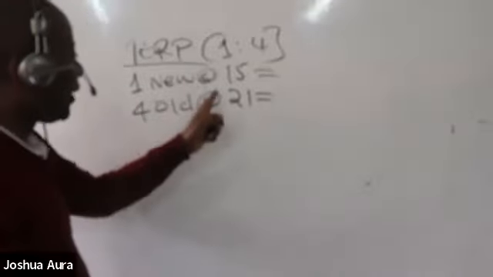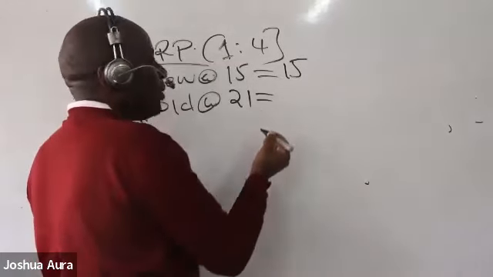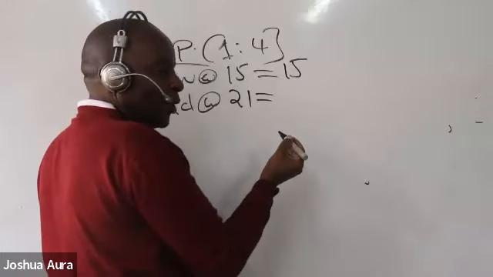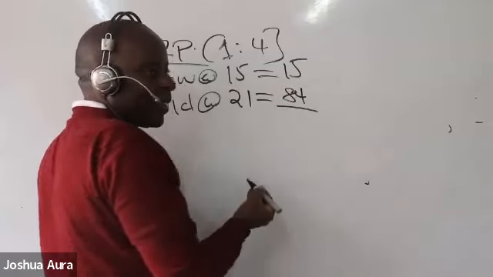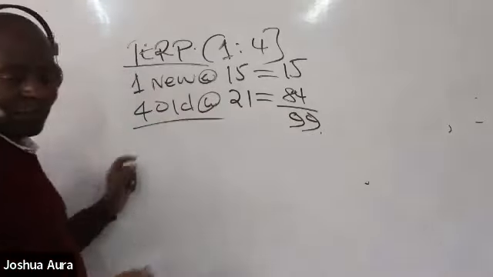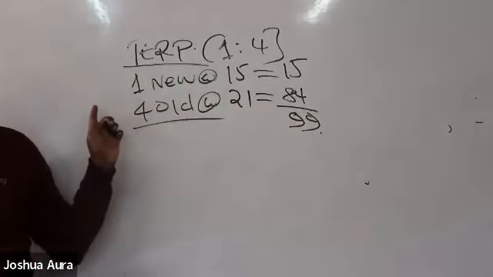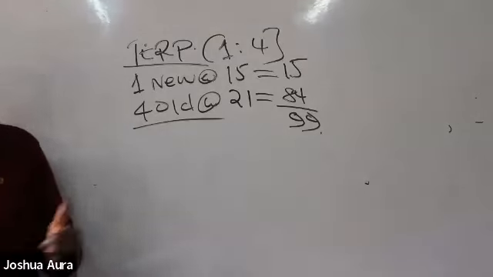So 1 times 15 gives me how much here, somebody? 15. 4 times 21 gives me what here? 84. So then go ahead and add. 99. Thank you very much. For how many shares? Somebody who is online, for how many shares? Thanks, Dennis. For 5 shares now, isn't it?